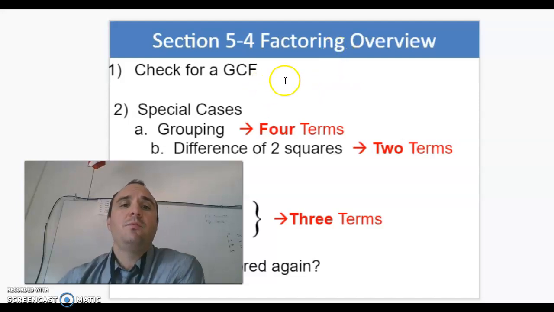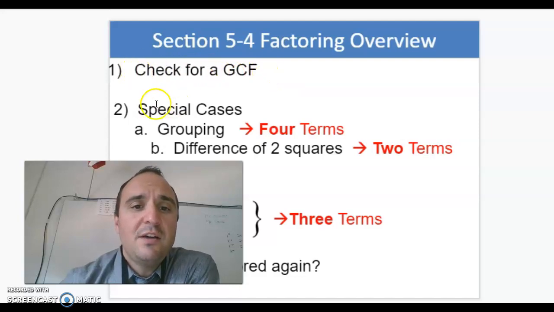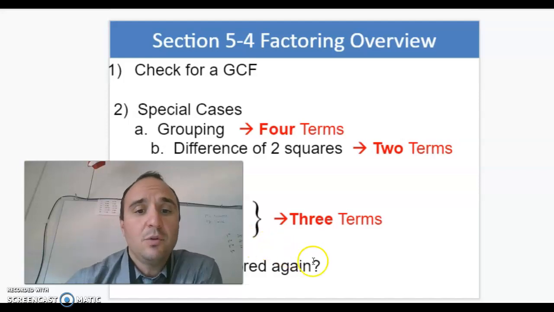We'll be covering basically the idea that when you look at factoring, you should always be checking for a GCF, any special cases, and then look at the trinomial to see if it's factorable. And then ask yourself, can it be factored?